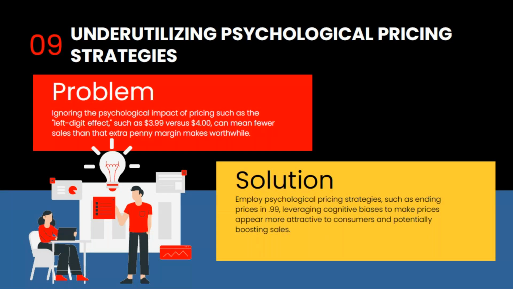So use psychological pricing, round to the nearest 99 or end in 9 cents or whatever it is that is appropriate for your dollar value. And that can be very effective in helping drive people to buying a product.